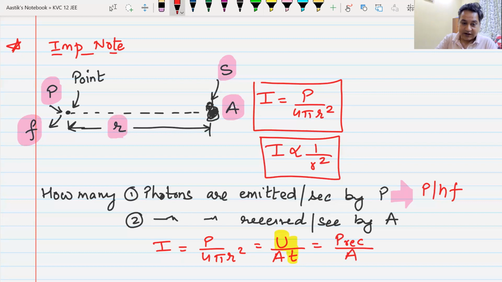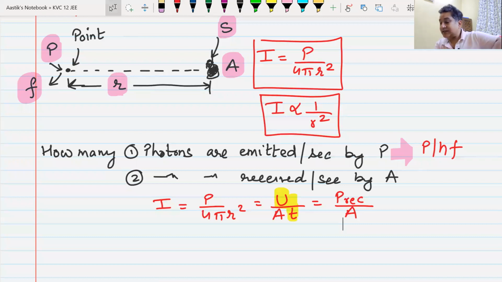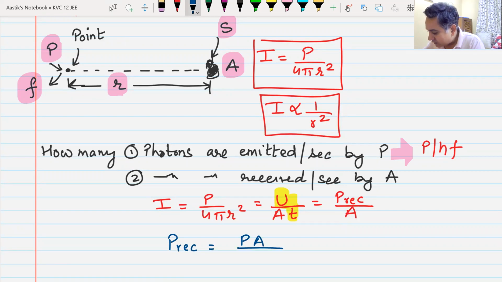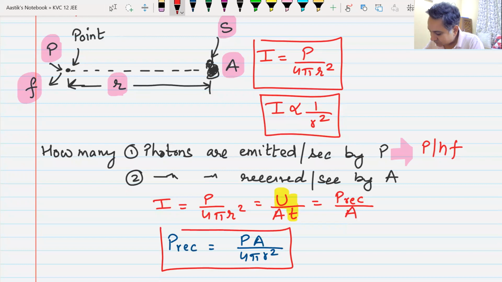So now I can find out how much power is received in terms of how much power was delivered. The power that I receive is P into A divided by 4 pi r square. Do we understand how I got this? The power it is emitting is P, but what I am getting here is P divided by 4 pi r square multiplied by A. Do we understand this?